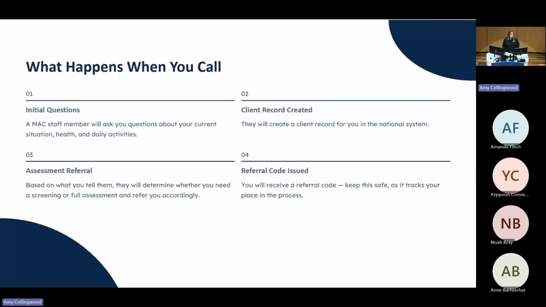They will then send an assessment referral. My Aged Care doesn't actually do the assessments. For people looking for services, they will send a referral to a provider that provides those assessments. And then from there, you'll be issued a referral code. You'll also be given what we call an AC number, an aged care number, which is your identification number. So it's a really good idea to keep that handy and somewhere easy because every time you call them, they're going to ask you for that number.